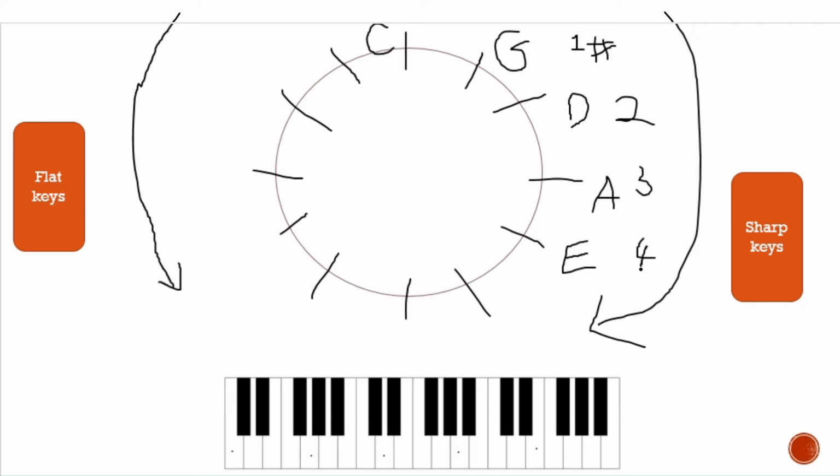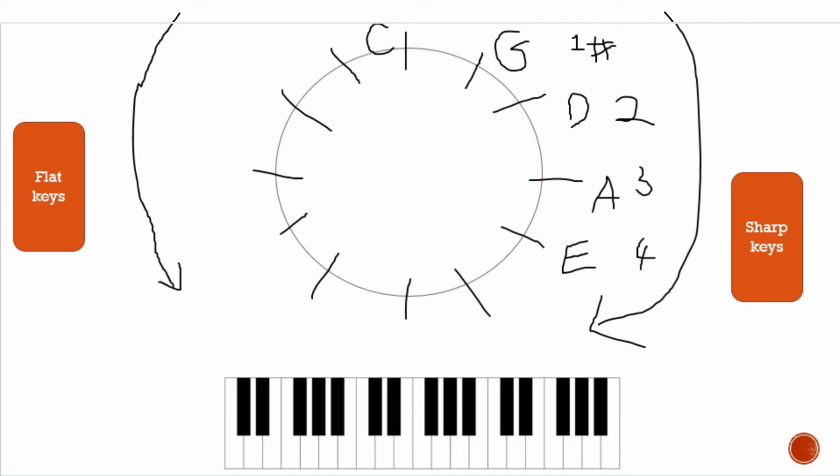So those are all the sharp keys you need to know going around the circle of fifths. You can keep going further and go up another fifth to B here, which has got 5 sharps in it, but you don't need to know that for GCSE. So once we've done the sharp side of the circle, then we need to look at the flat side.